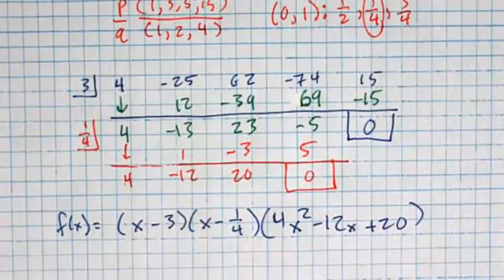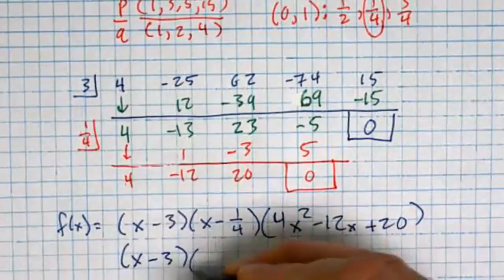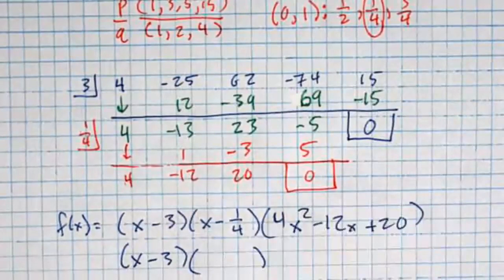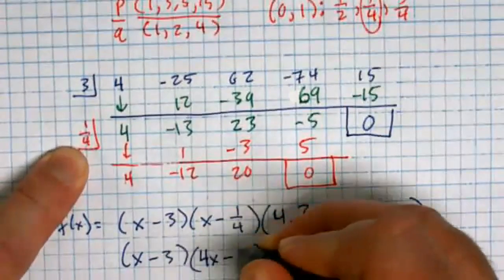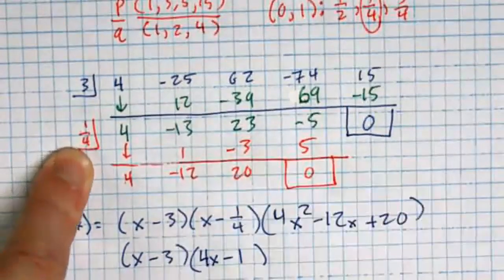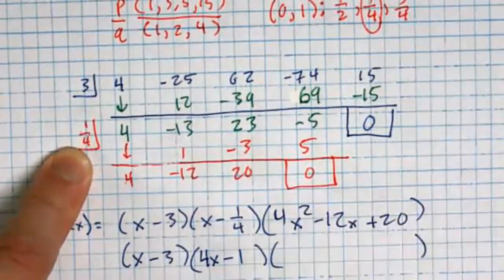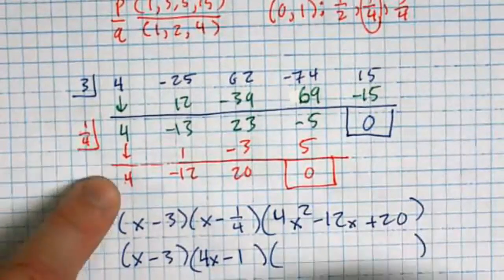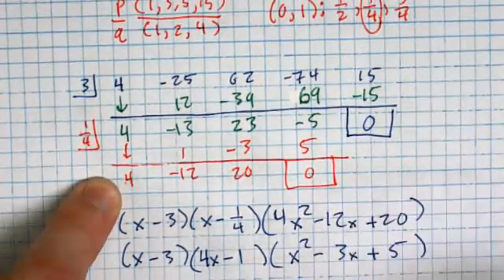I guess the other way I could do it is x minus 1/4. What's another factor that would have a 0 of positive 1/4? 4x minus 1 would also have a 0 of positive 1/4, right? And in this case, I would want to go ahead and divide all of these things by 4. So that would be x squared minus 3x plus 5.